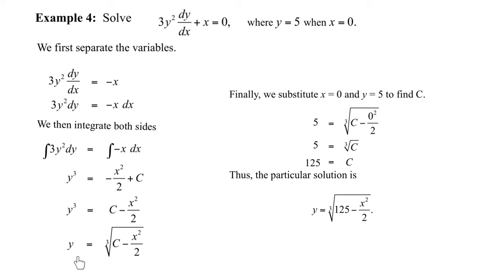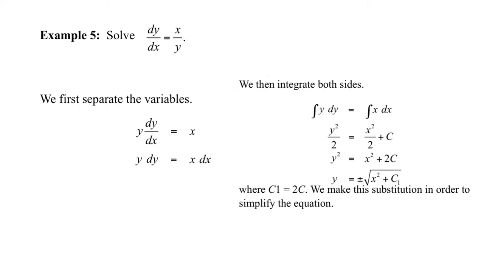So we can rewrite this function by replacing the c with 125. So this is a particular solution to this differential equation. This is the general solution for this differential equation, and this is the particular solution when x equals 0 and y equals 5. Let's do one more example.